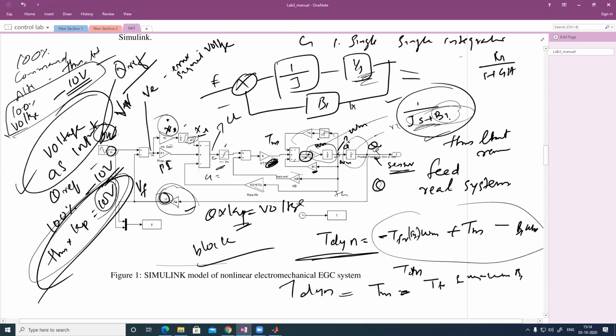So 10% of that, with a sinusoidal amplitude of 5 hertz, you have to give, and a 10% step command. You have to give a 10% step command and a 10% 5 hertz sinusoidal command, and validate these two. That is the procedure. So for the sine wave, first you have to give 10% of this command voltage, with 5 hertz, here first.